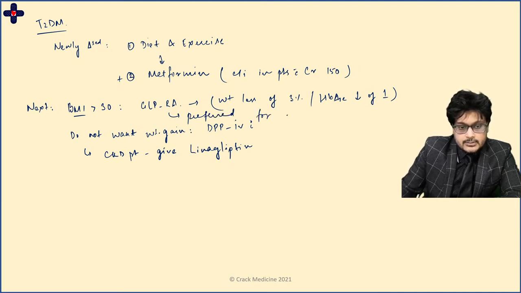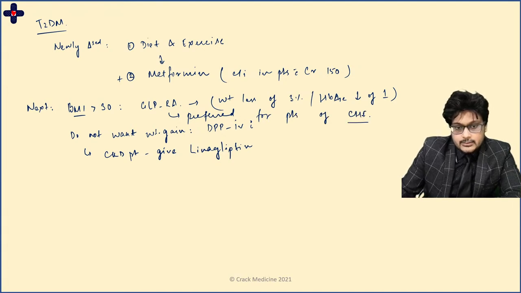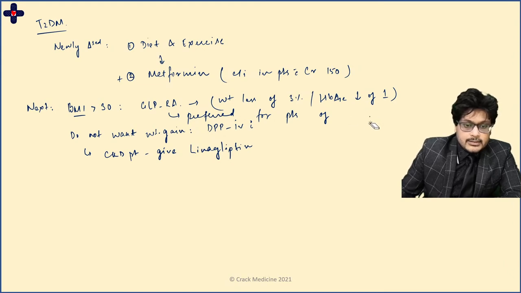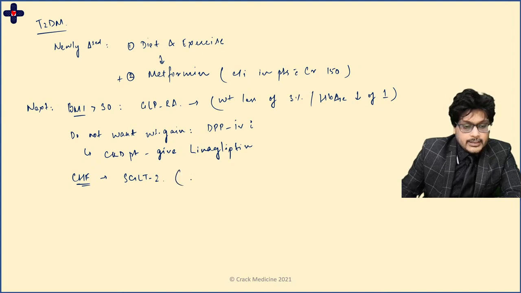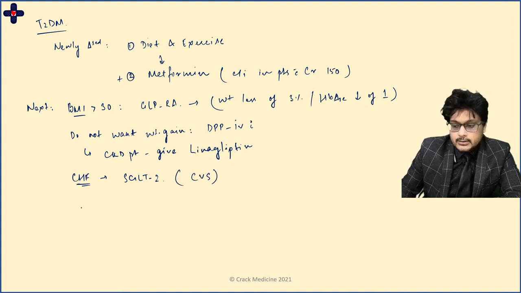for patients with heart failure, since it lowers down your... instead of this one, if you go with SGLT2, that you can. If there is a clear-cut heart failure patient, then you go with SGLT2 inhibitors. Okay, so any CVS patient, if you see a lot of CVS comorbidities, then go with SGLT2 inhibitors. All right, then what else do we have here?